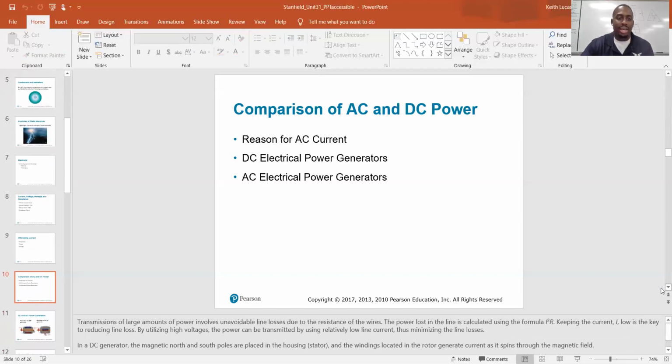Comparison of AC and DC power. Transmissions of large amounts of power involve unavoidable line losses due to the resistance of the wires. The power loss in the line is calculated using the formula I squared times R. Keeping the current, or I, low, or your amperage low, is key to reducing line loss. By utilizing high voltages, the power can be transmitted using relatively low line current, thus minimizing line loss.